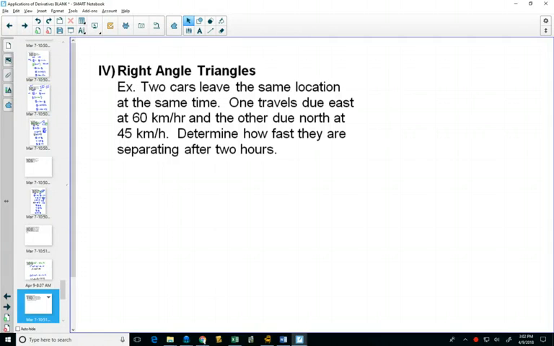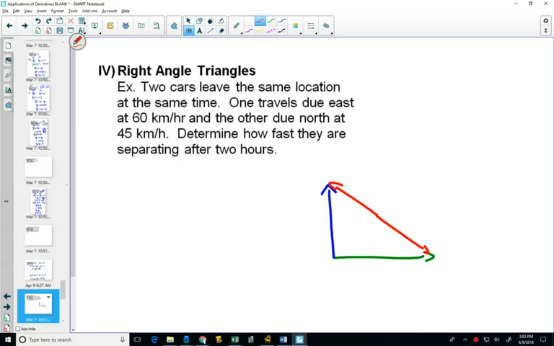Okay, right angle triangle related rate problems. So two cars are leaving the same location at the same time. One is going east, so there we can say this is one going east, one is going north. And as they travel in these directions, you can see here that they would be separating from each other. They're getting further and further apart. How fast are they getting further and further apart at 2 hours?